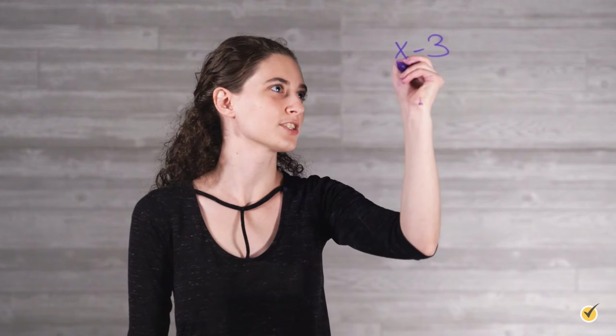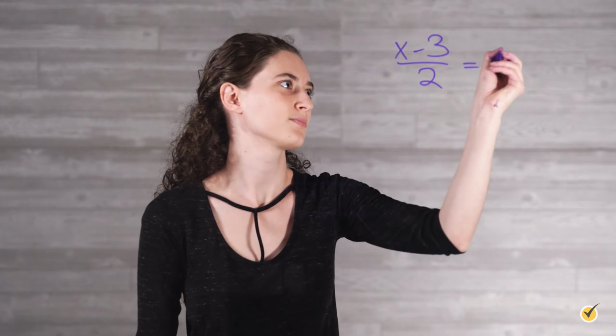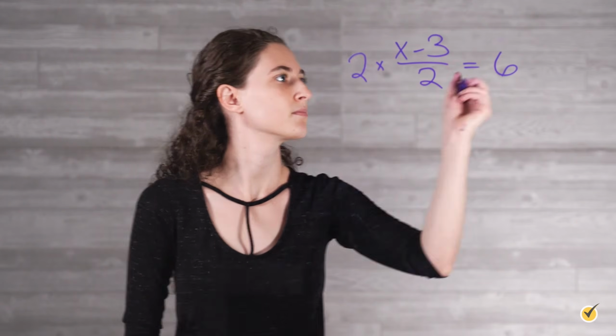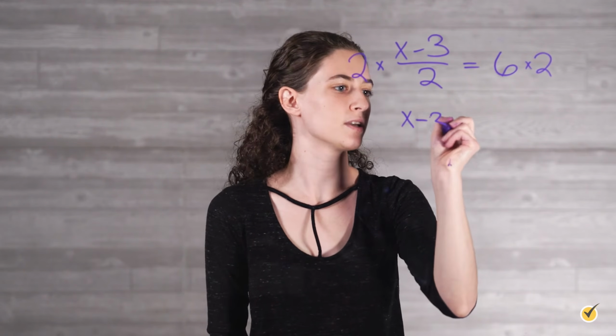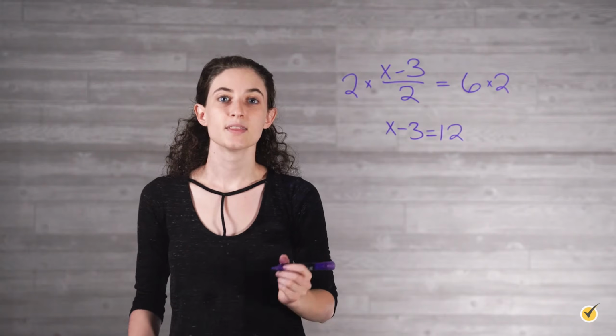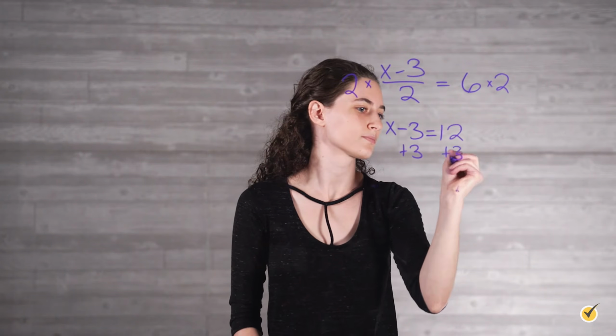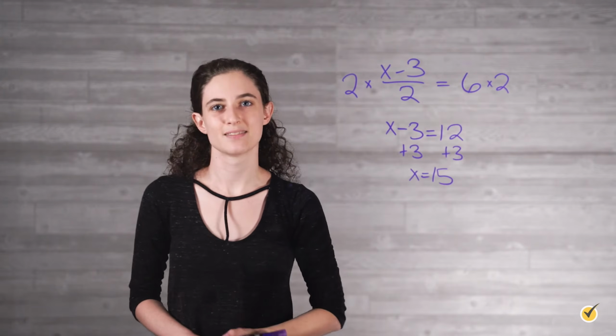Solve. (x minus 3) over 2 equals 6. Make a 1 by multiplying both sides by 2. x minus 3 equals 12. Then make a 0 by adding 3 to both sides. x equals 15.